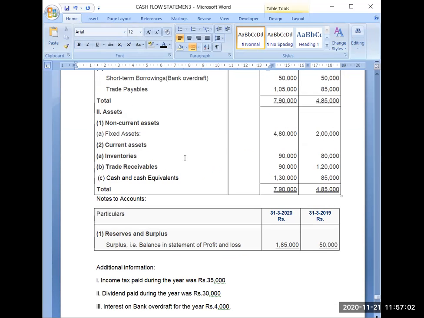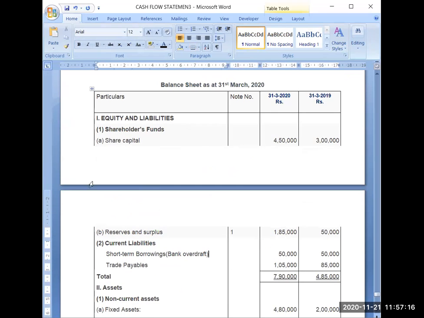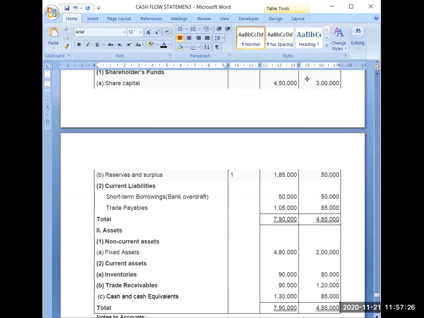Now see, the total asset side has been used in operating and investing activity. Only this information we will be using at the end of the question. Then current liabilities also have been used, except bank overdraft, which will be used in financing activity. And this is also part of financing activity. Reserves and surplus we have already used. Share capital we have to use in financing activity.